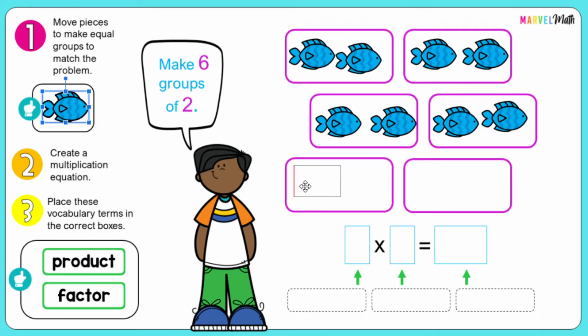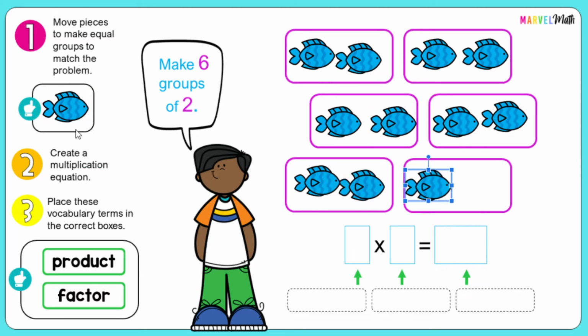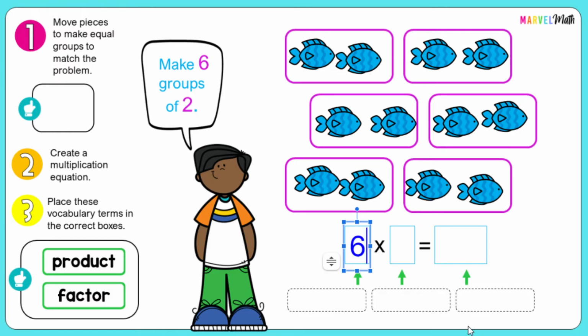Once we've finished moving all of our pieces over, we're going to go on to step 2, which is to create a multiplication equation. So we're going to type that in right here. So we're going to start with 6, the number of groups we have, and the number in each group, which is 2. So we have 6 groups of 2. And what's the total amount that we have? Well, we have 12 altogether. So 6 times 2 equals 12.